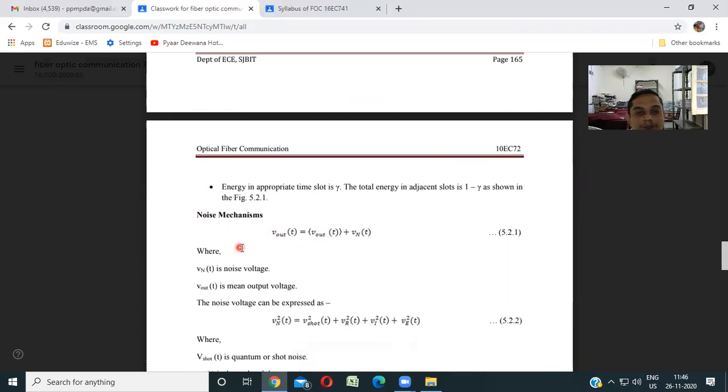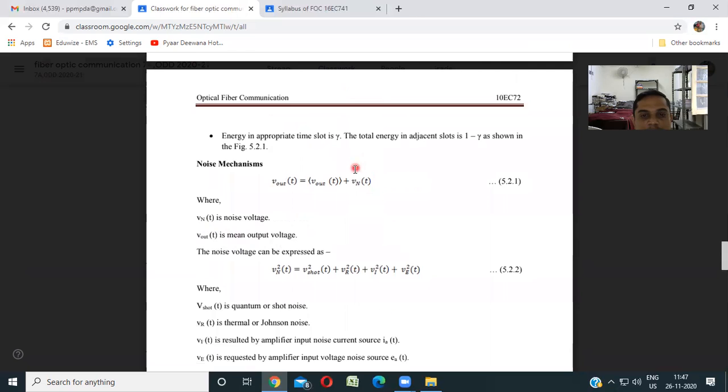So the noise mechanism, V out. Here you can see the V out. The total output voltage is the sum of the mean output voltage plus the total noise. Vn of t is the noise voltage, and V out is the mean output voltage. So the total output voltage is the mean output voltage plus noise voltage. So this is the total output voltage generated. So what is this noise voltage?